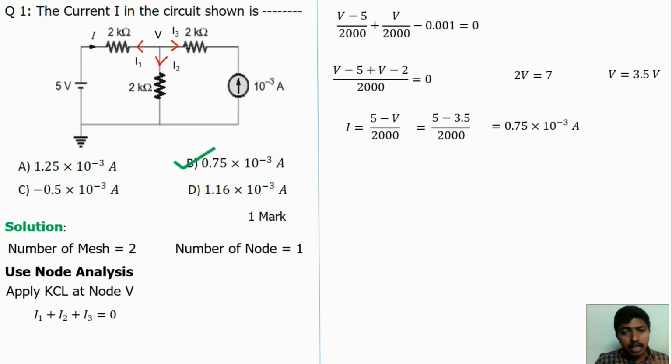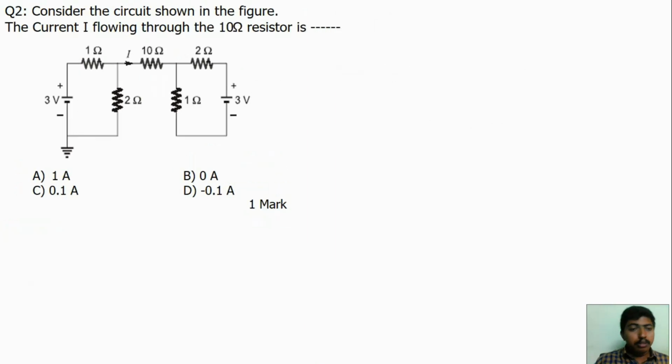Now we will solve the second question. We may use mesh analysis and node analysis for this problem also. If we use mesh or node analysis, we will get the answer as 0.1 ampere. If we consider this point as ground node, remember that here ground is not marked.